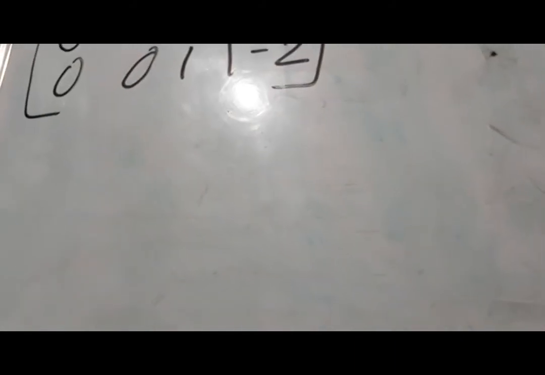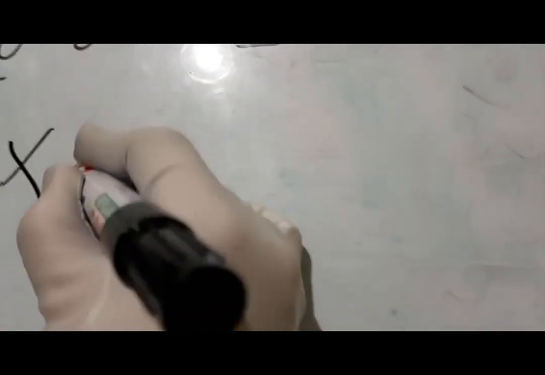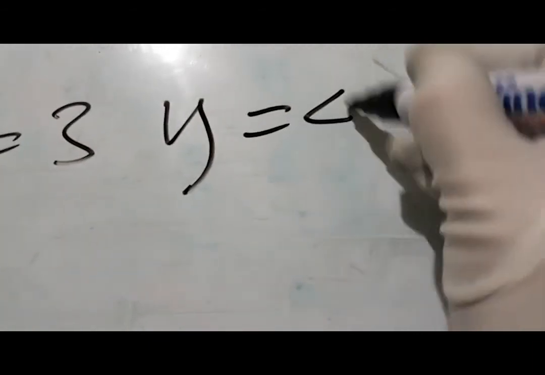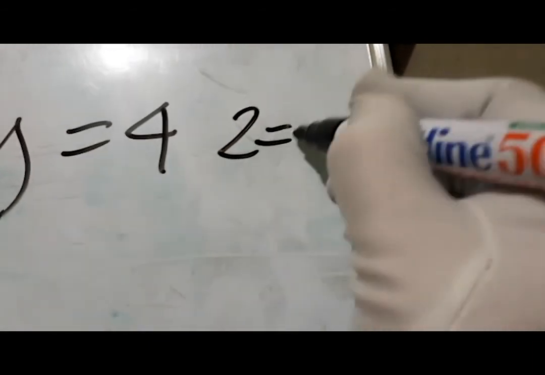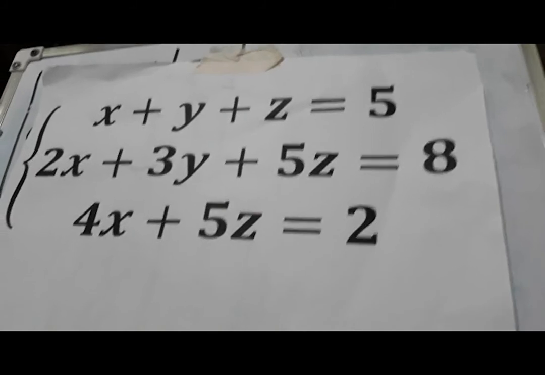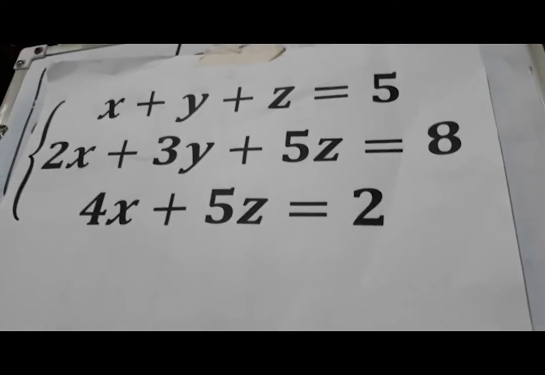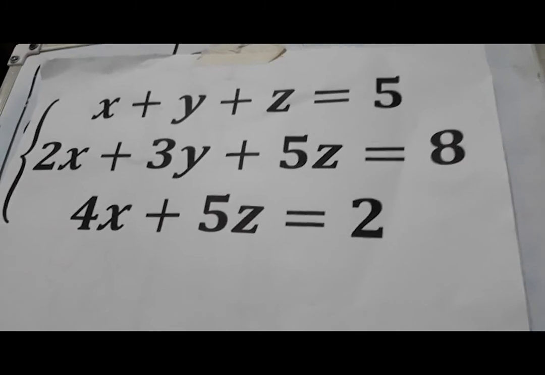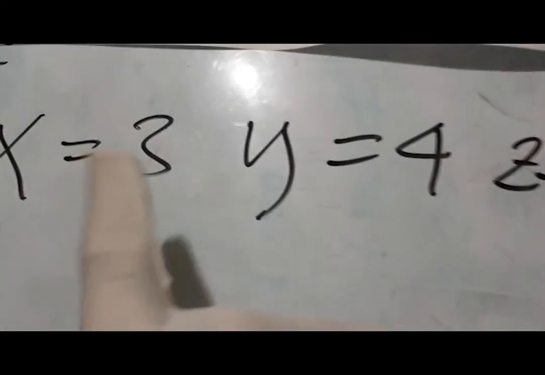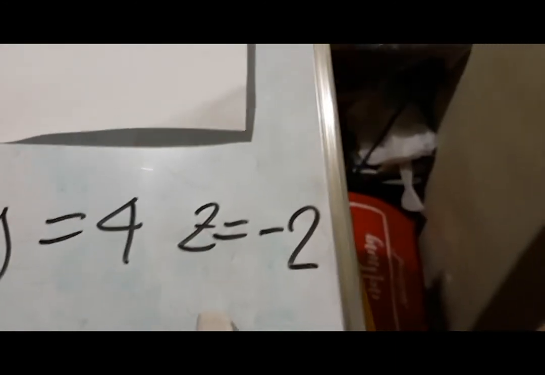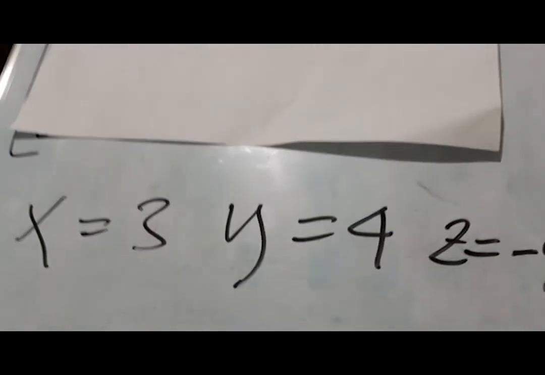Therefore, from this final matrix, we can now read the solution of the system, which is x equals 3, y equals 4, and z equals negative 2. So going back to our given systems of linear equations, using the Gauss-Jordan elimination method, we find the values of the variables x, y, and z as x equals 3, y equals 4, and z equals negative 2. So that could be all. Thank you.